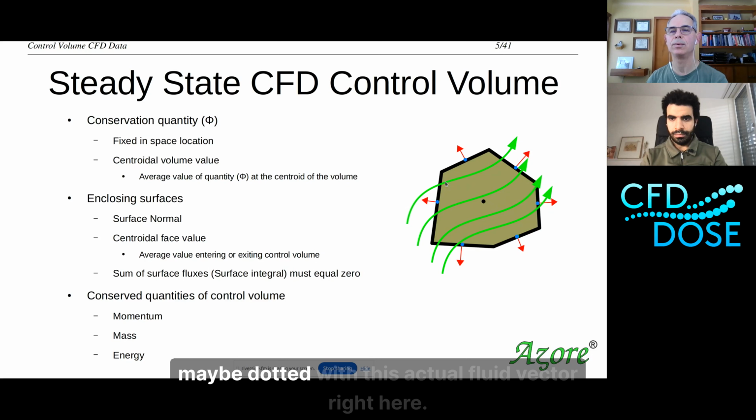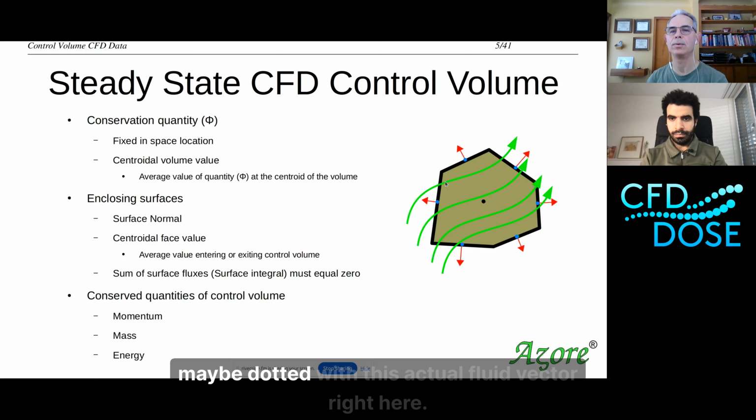So now we have a mean value that's going in here or out. Like here, the mean value would be some sort of average value of these two green vectors right here. That would represent what's leaving. And here we would have these two vectors, and this blue dot would be a mean value of those. So those allow us to find out what's going in and out.